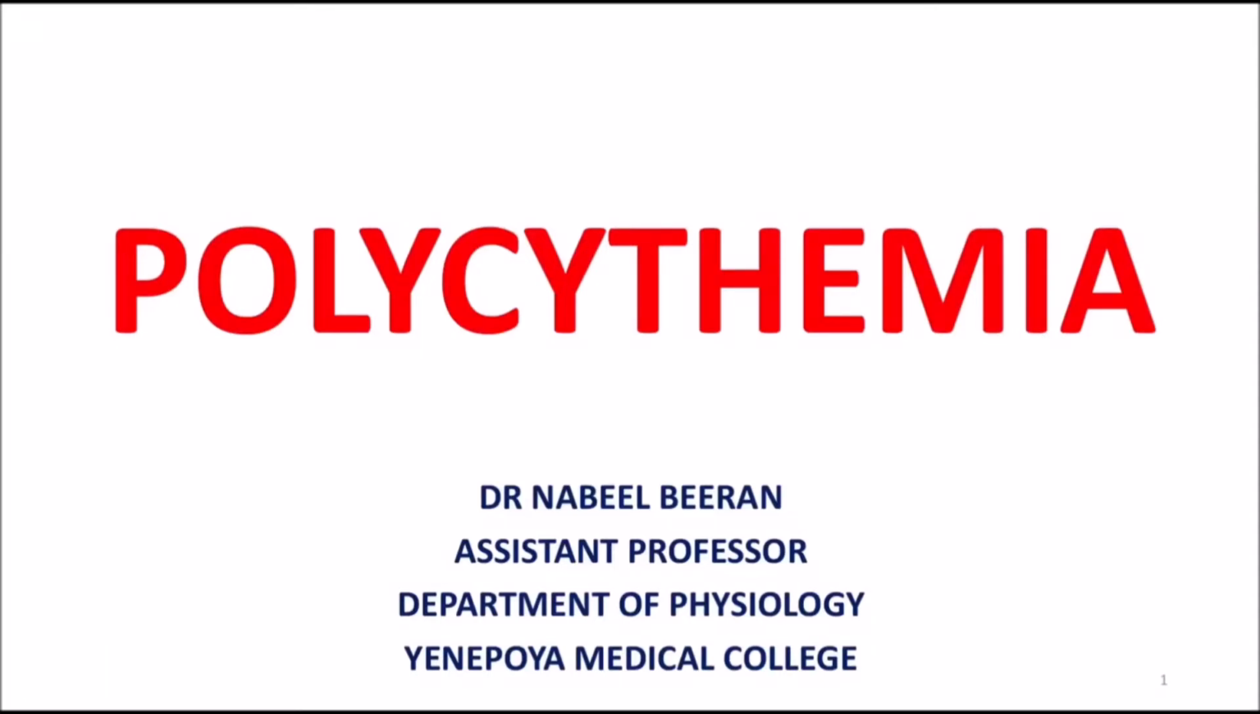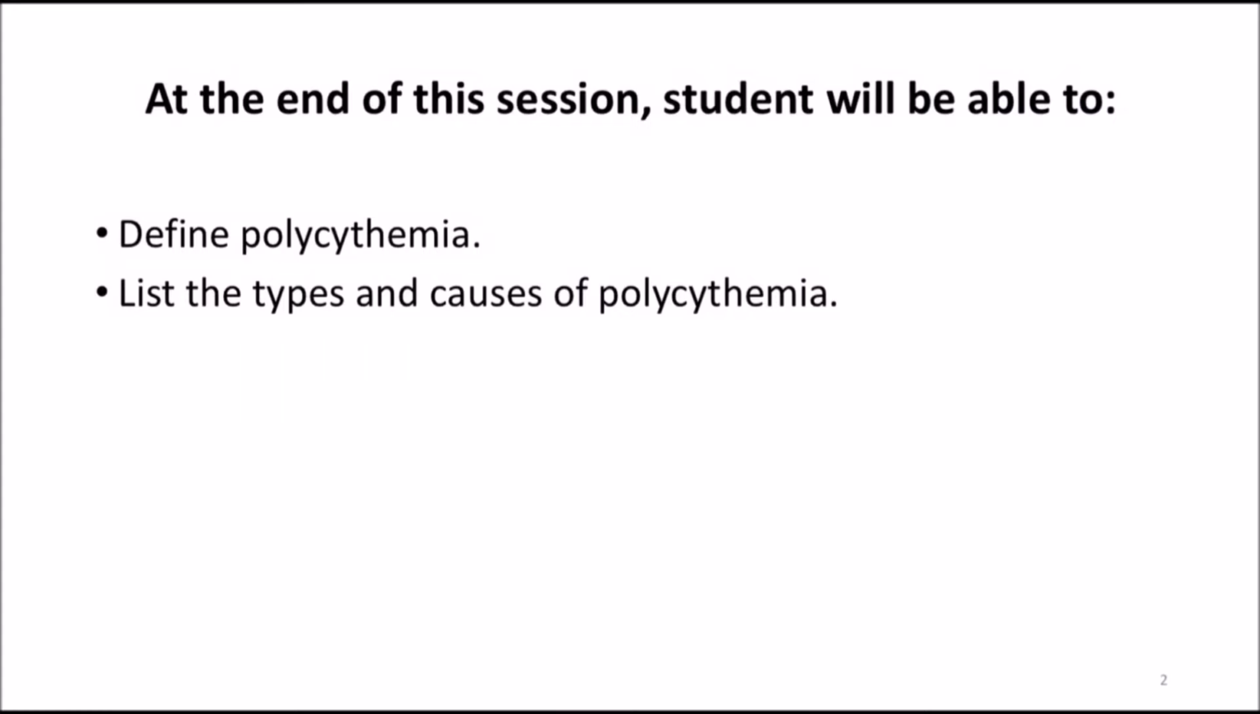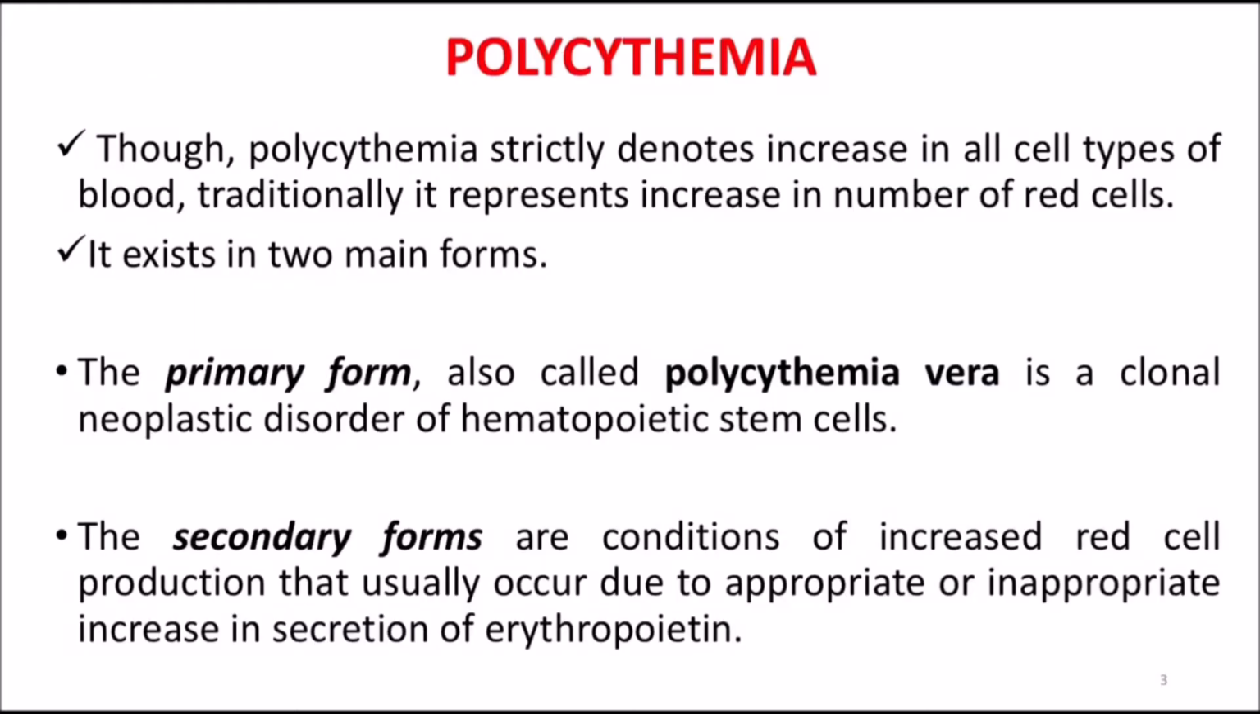Last class I told you about anemia. So the next topic I am going to speak about today is polycythemia. What is polycythemia? Simply saying, polycythemia is the increase in the RBC count. There are several forms, different types of polycythemia. Today I will be discussing all about polycythemia. At the end of the session, you should be able to define polycythemia and list the types and causes of polycythemia.